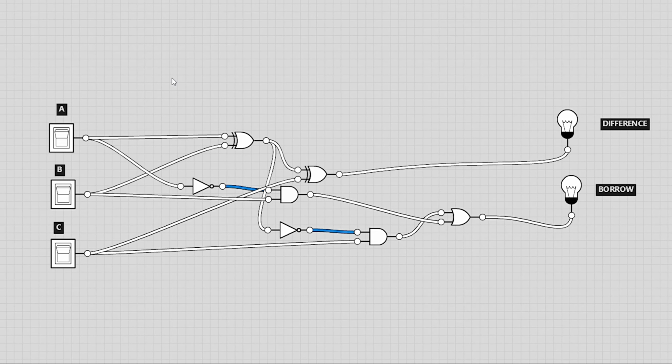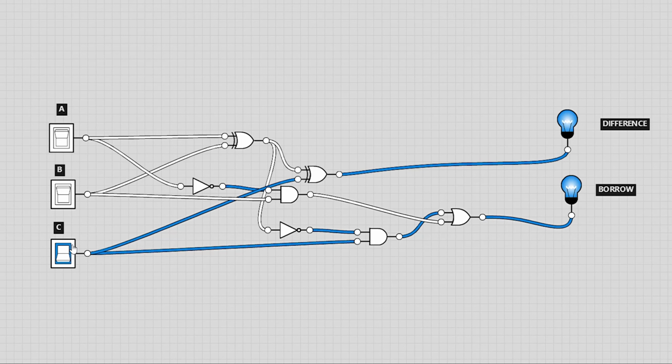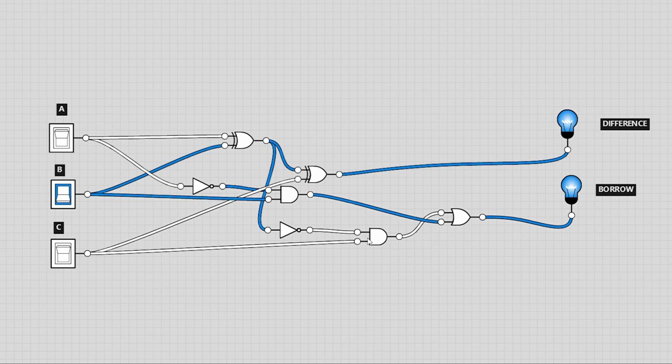Now we'll see how the full subtractor works. This is a simulation of a full subtractor. Here the inputs are A, B and C and the outputs are difference and borrow. When the input C is 1, both the difference and borrow are 1. When the input B is 1, both the difference and borrow are 1. When the inputs B and C are 1, the difference is 0 and the borrow is 1.